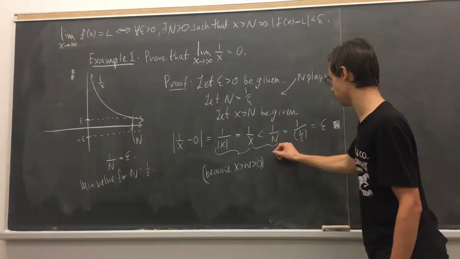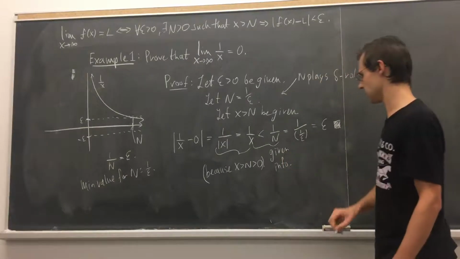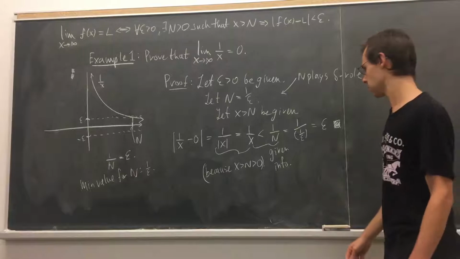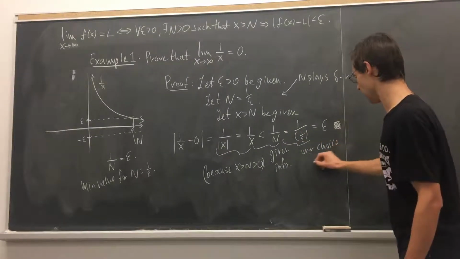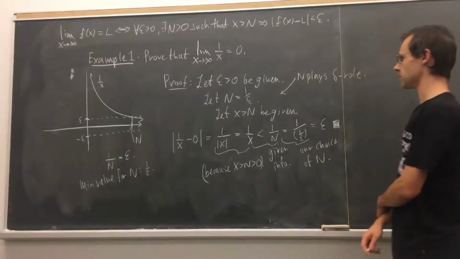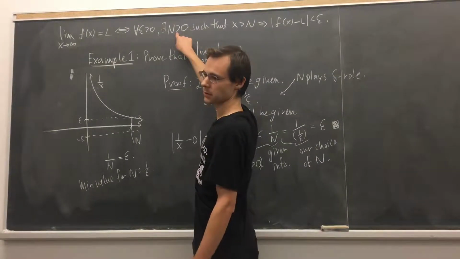This is by the given info, okay? Our supposition over here. And this we get to pick, okay? Our choice of n, okay? So this is one of the reasons why we have this convention, okay, that n is chosen to be greater than 0.